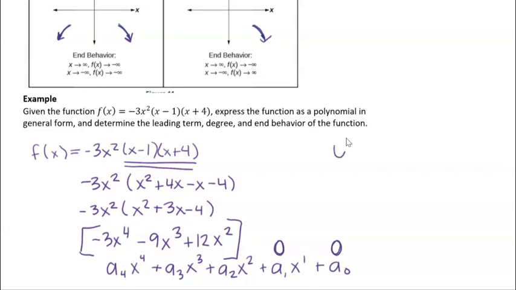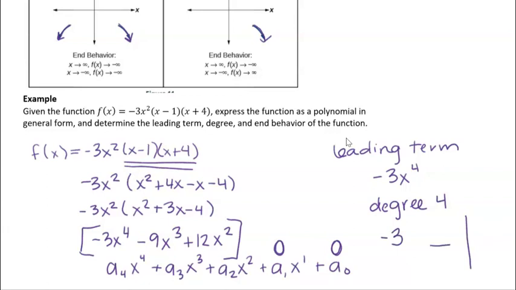All right, so then our leading term is going to be negative 3x to the power of 4. Our degree is 4. Our coefficient is negative 3. Since it's an even degree, I have two choices, either up and up or down and down. Since my leading coefficient is negative, my end behavior is going to go down and down.